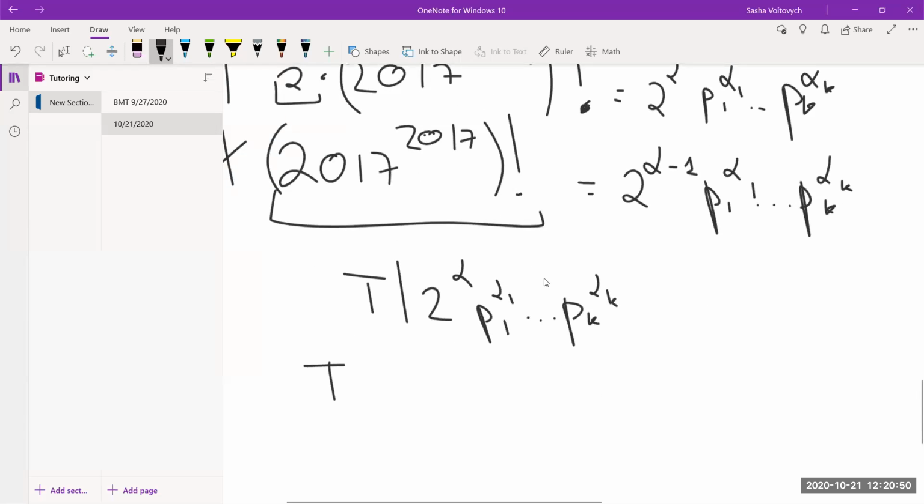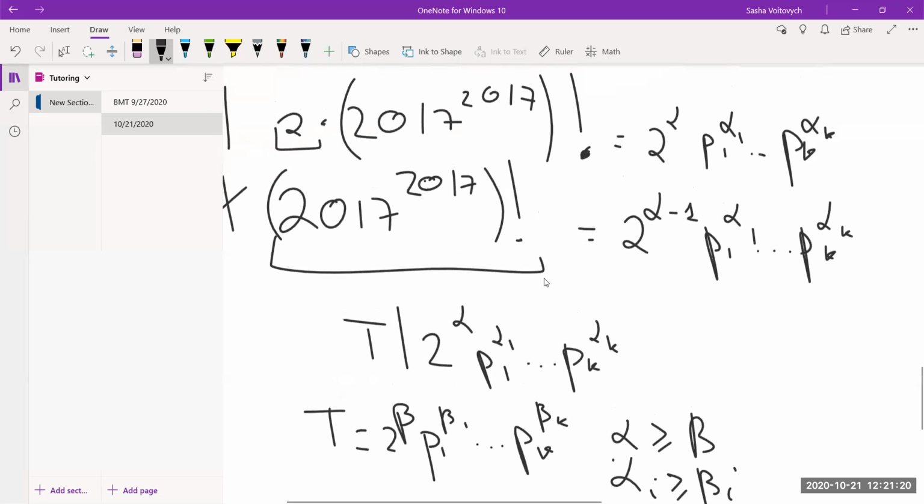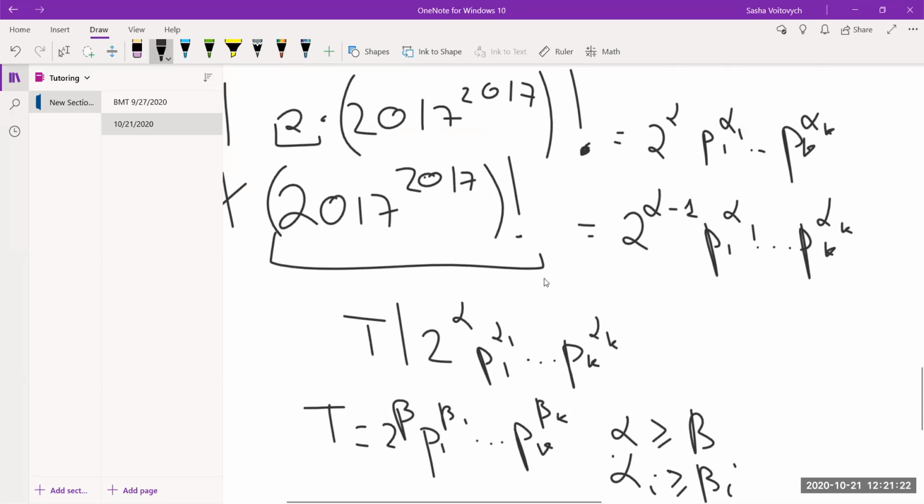Which implies that t has this form, 2 to the power of b, p1 to the power beta 1, ..., pk to the power beta k, where alpha is greater or equal to b, and alpha i is greater or equal to beta i. So basically, what I'm saying is just that all primes divide t in a degree that is not greater than the degree they divide 2 times 2017 to the power 2017 factorial.